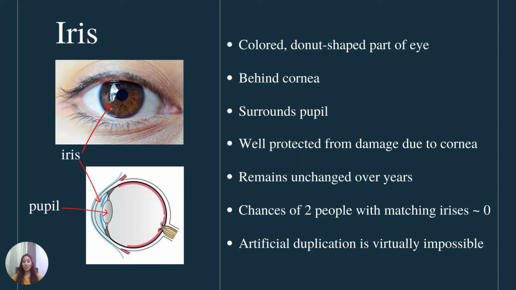Since the iris is covered by the cornea, it is well protected from damage, making it a suitable body part for biometric authentication. A person's iris pattern is unique and remains unchanged throughout life, exceptions being the cases of major eye injuries or diseases. It is important to know that the chances of two people having matching irises is practically zero. The irises of identical twins are as different as irises of unrelated people. Artificial duplication of someone's iris pattern is virtually impossible.